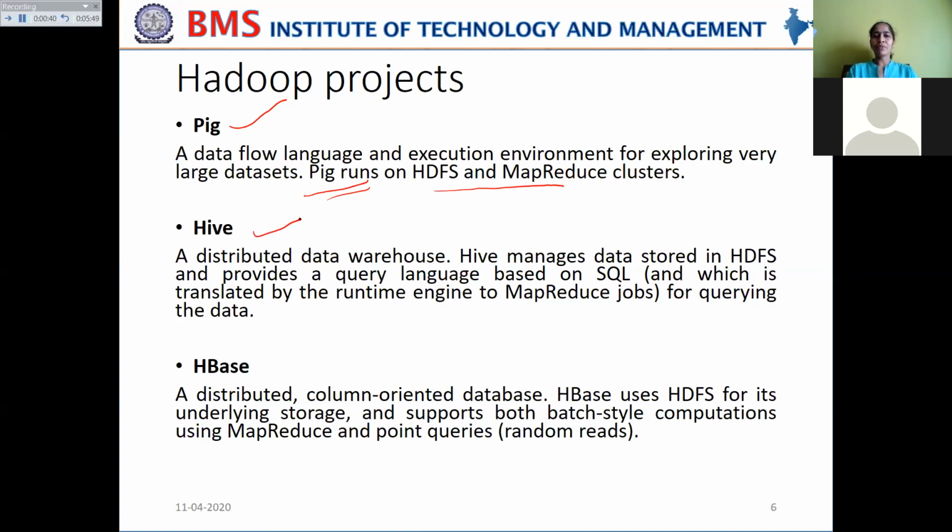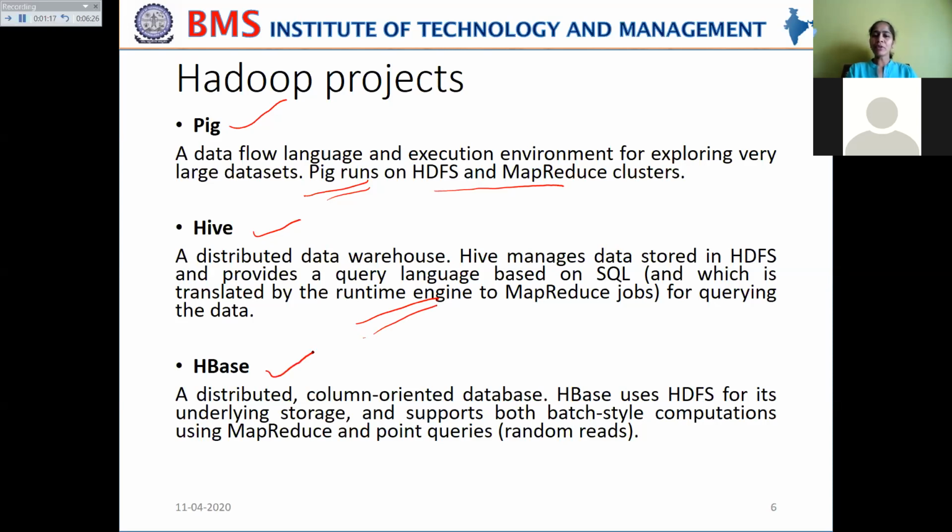And next one is Hive. This is a distributed data warehouse. Hive manages data stored in HDFS and provides a query language based on SQL. So it has derived most of its features from basic SQL, which is translated by the runtime engine to MapReduce jobs for querying the data. So Hive is also like a query language. We call it HQL, Hive Query Language. This is used to write queries at the top level, which are again in the background converted to MapReduce jobs and executed.